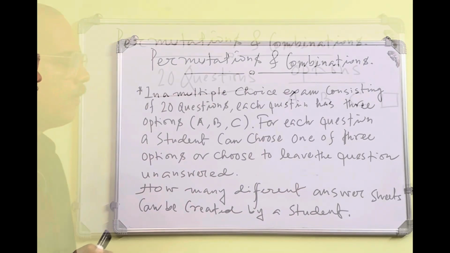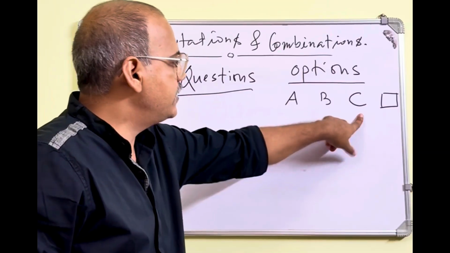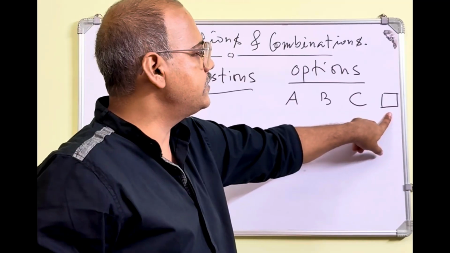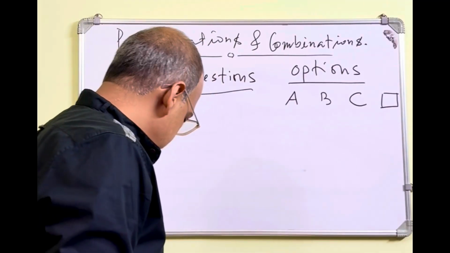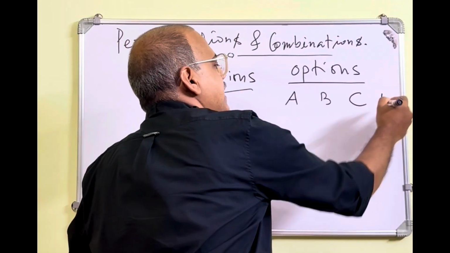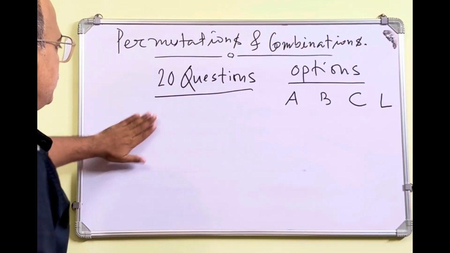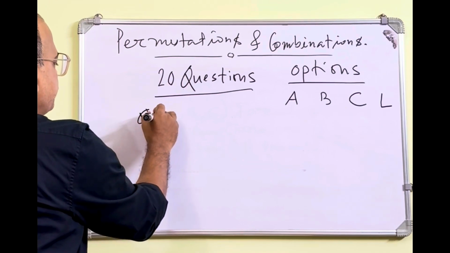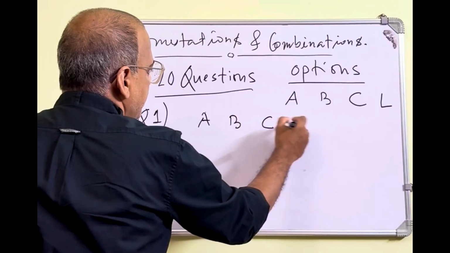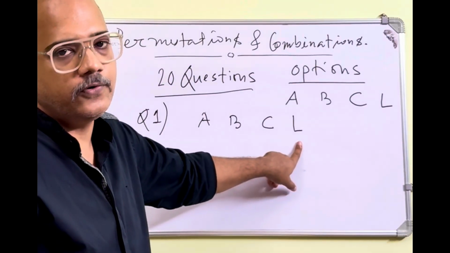Let's approach this problem. There are 20 questions and there are 3 options A, B, C, and you can leave. So I have kept another option, if you leave, let me name it as D or L. L stands for leave. So how can you approach this problem? Let's say question number 1. Options are A, B, C, and L. You can choose any one of the 4.